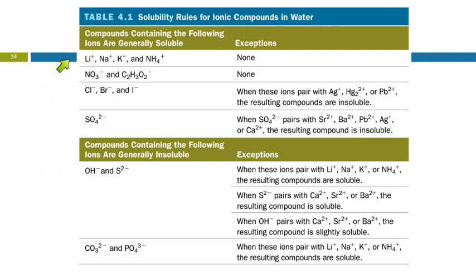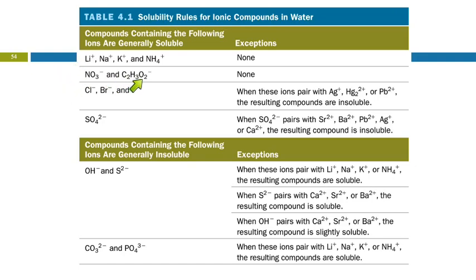So the table is divided into two sections. The top, these are compounds that are generally soluble, and then there's a list of exceptions. In the bottom, compounds that are generally not soluble, and some exceptions. And the way you approach this is you start at the top of the table. So at the top of the table, lithium, sodium, potassium, so those are group 1A metals, and ammonium. If it's got one of those in it, it's soluble. No exceptions. You don't have to look at anything else. You're done. It's soluble.